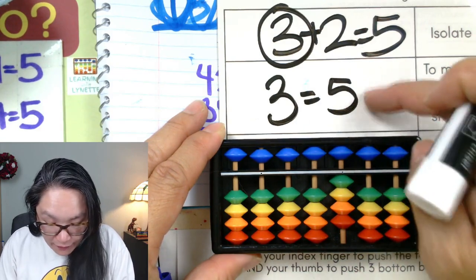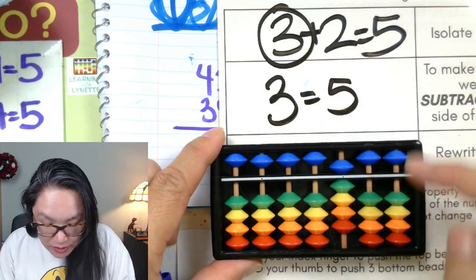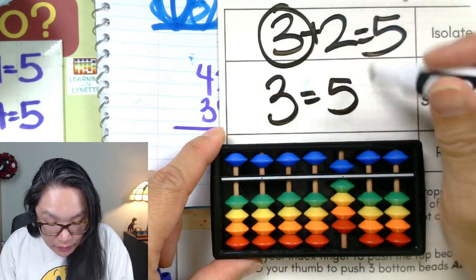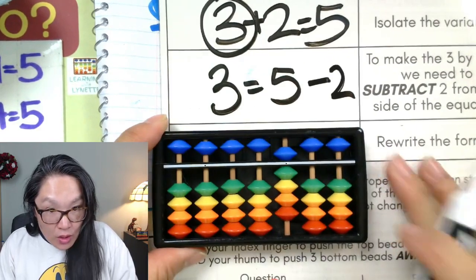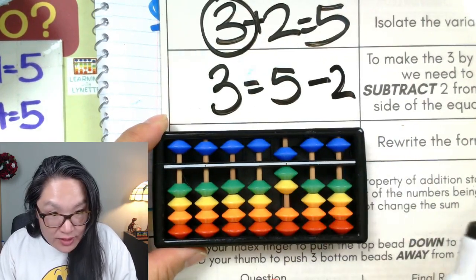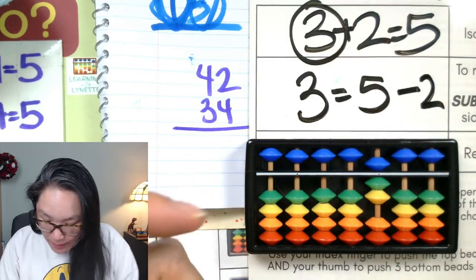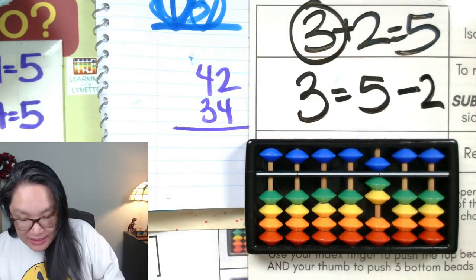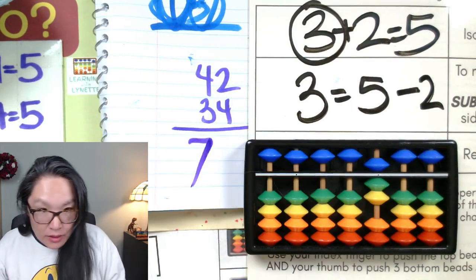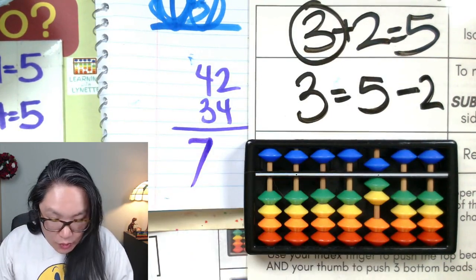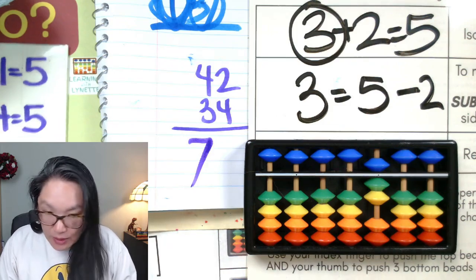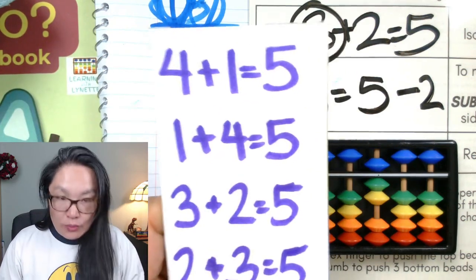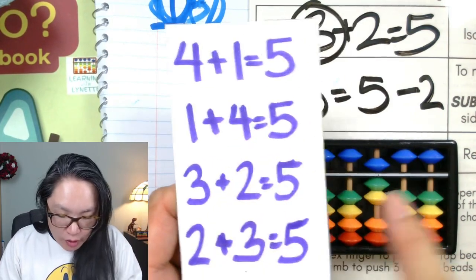So if I have the 5, I want to add the 5, but that's too much, right? So what I have to do is minus the 2. When I minus the 2, my final answer is 7. So I have 7 over here. Does that make sense? What we're doing is utilizing this concept that we already learned how to do. But now we're actually going to make it work.